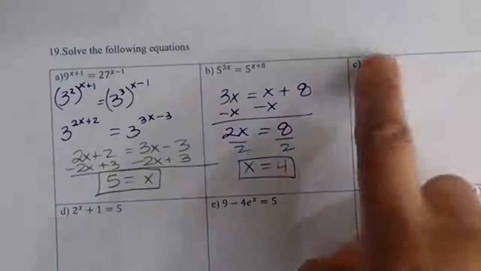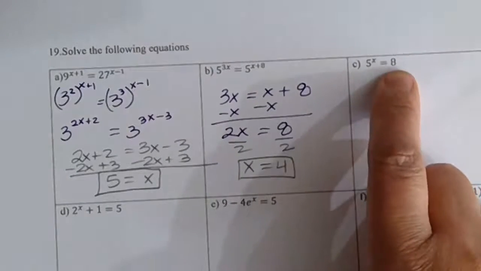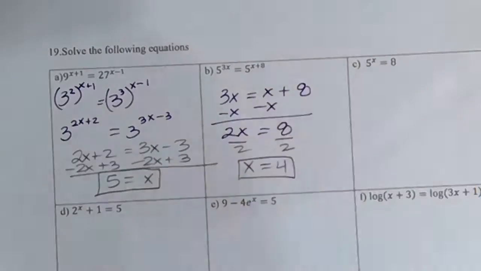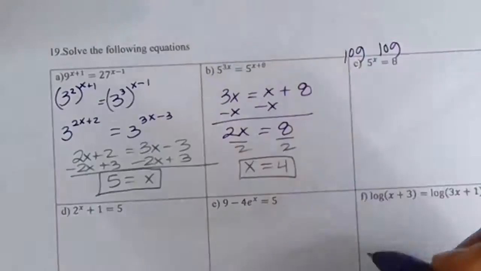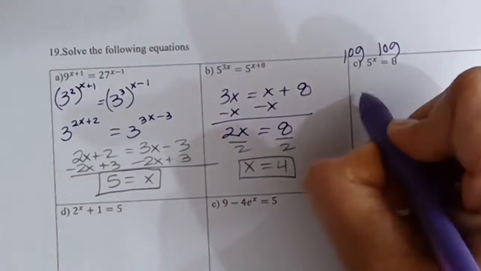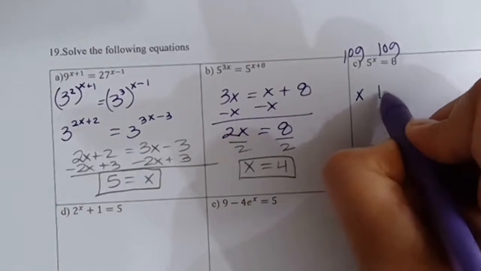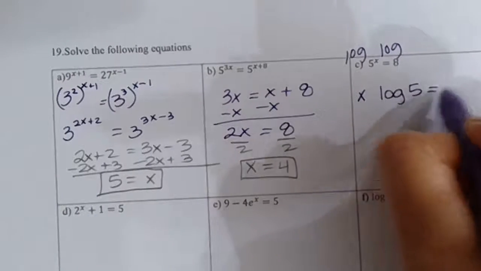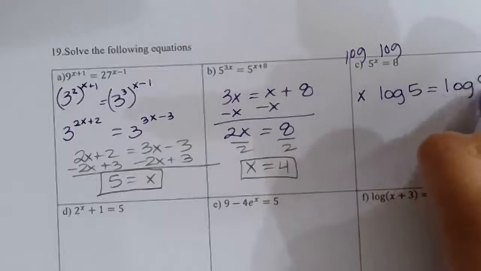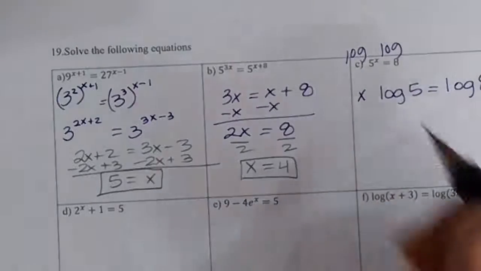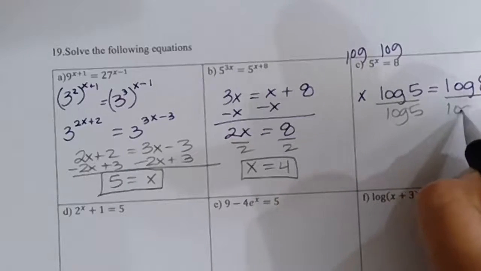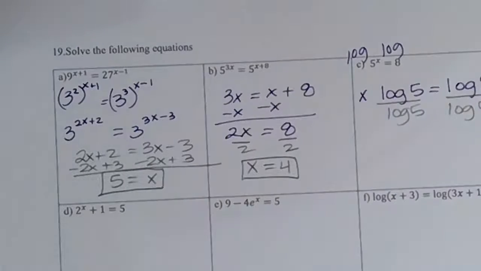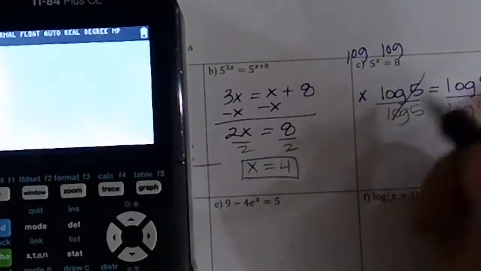This one. There's no way that I can rewrite 8 as a power of 5. So in this case, I have to take the log of both sides. What does that let you do? It lets you bring your exponent down in front. So x log 5 equals log 8. I'm solving for x, so divide both sides by log 5. And again, this is not the log of 8 divided by 5. It is log 8 divided by log 5.